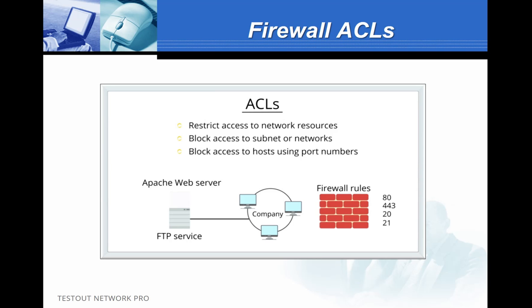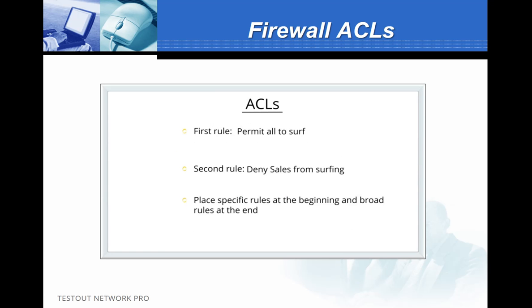It can block subnets or networks, and it can block hosts using port numbers. So here you see 8443. 80 is HTTP. 443 is secure HTTP, or HTTPS. When you go on a website and you purchase something, you better make sure it says HTTPS and you have the little lock sign up there. 20 and 21 are for FTP. So these are the ports that you can open up or you can block. If you don't want to do it, you're all set.